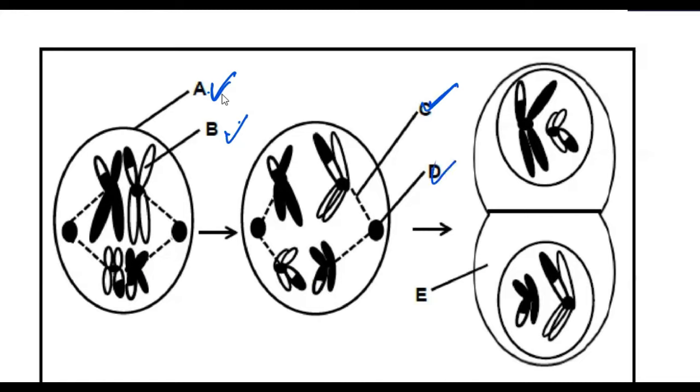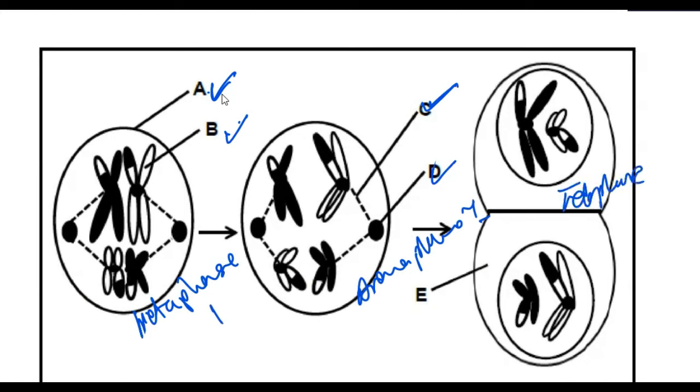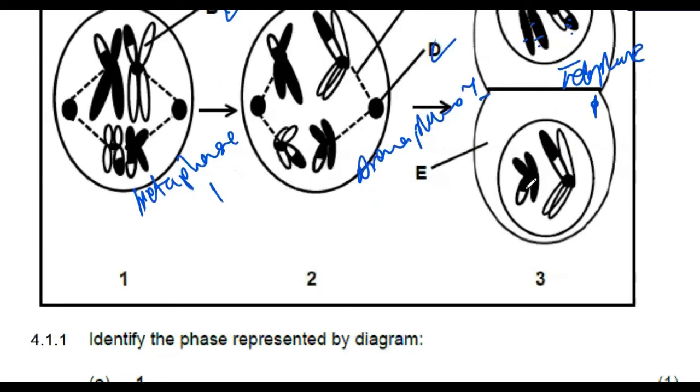So this is metaphase 1, while this one is anaphase 1. Why? Because chromosomes are separating. What about this? This is telophase 1. Why? Because they are chromosomes which are still double-stranded. Yes, or at the beginning of prophase 2.